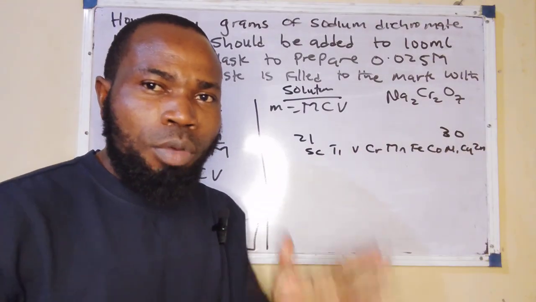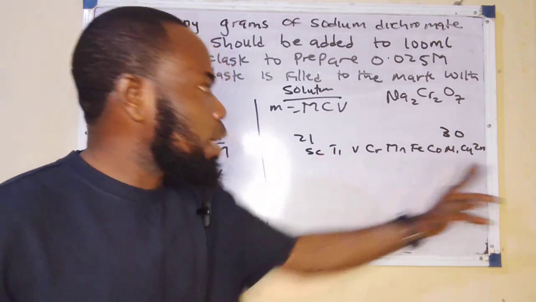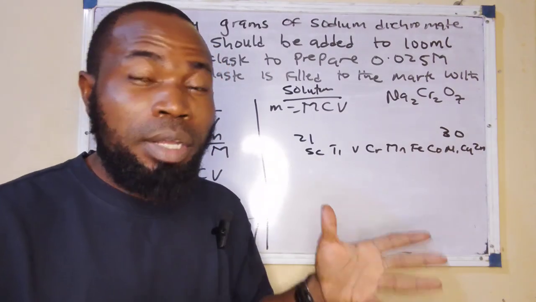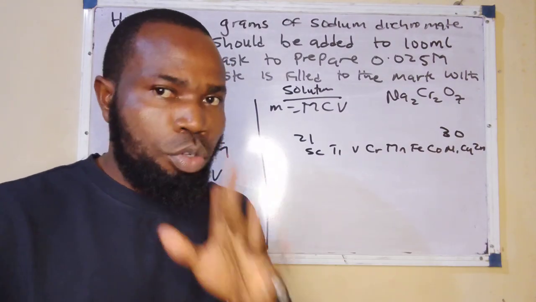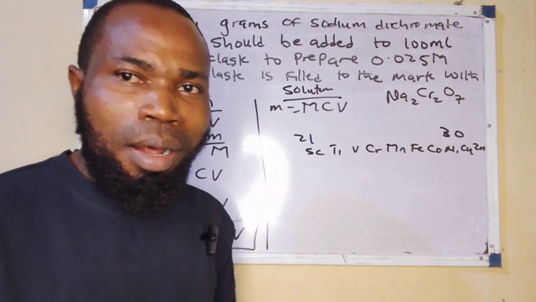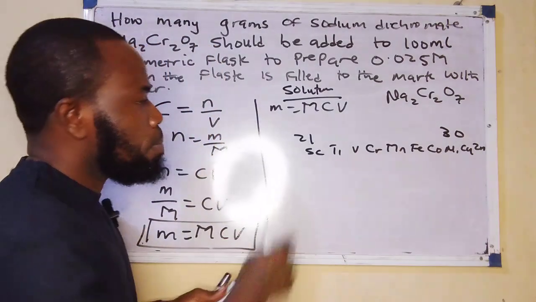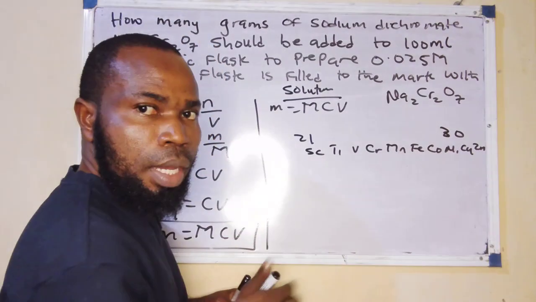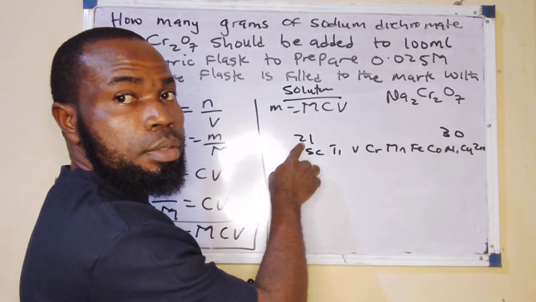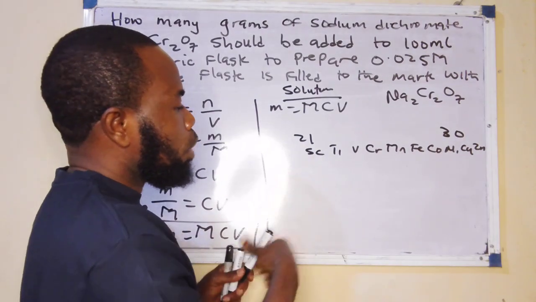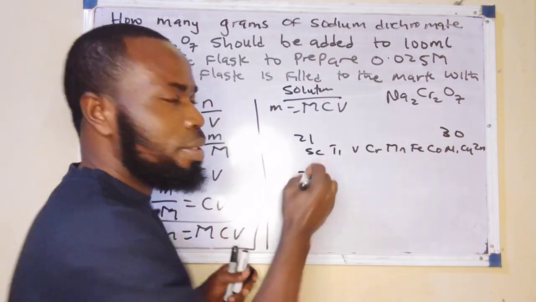30. Now, if you want to know the atomic mass of any of these elements, you can actually get it, especially when you know the atomic number. Of course, everybody should know the atomic number of these elements. Now, let's go back to it. Maybe we want to get that of scandium. Look at scandium. Scandium is 21.